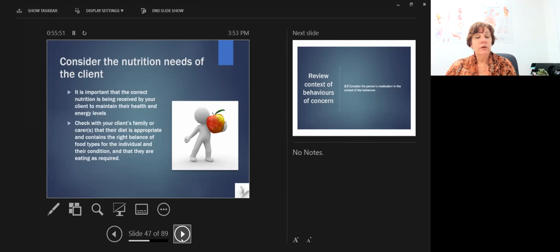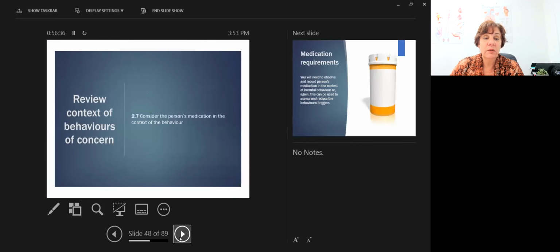Check with the family and carers that the diet is appropriate and contains the right balance and food types for the individual's condition, and that what they are eating is sufficient. I know that it is a challenge, especially with people with disabilities. A lot of care workers have the lazy outlook of, yeah, just take him down to Macca's, and that's part of an outing, and that counts as having taken the client out. Then they're eating junk food on top of it, and other issues occur: constipation, overweight, and all sorts of other things, hyperactivity and behaviors of concern coming from that.